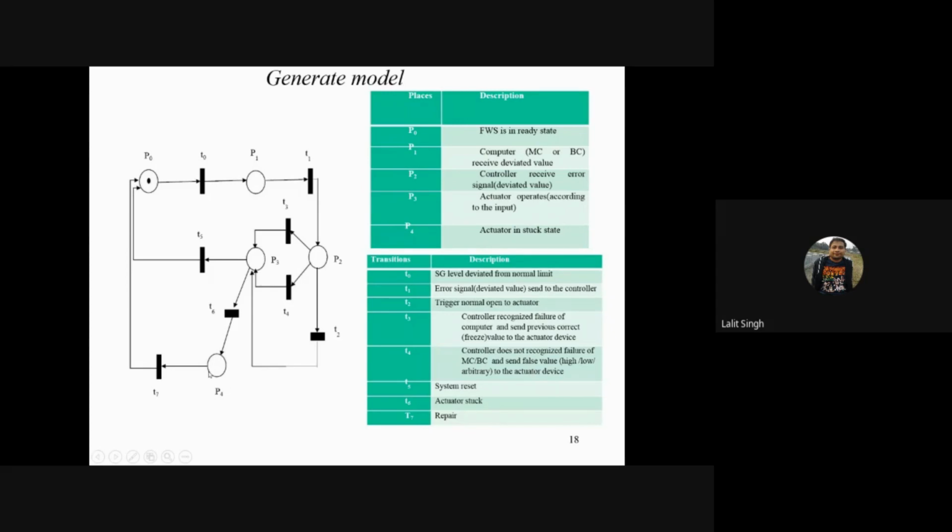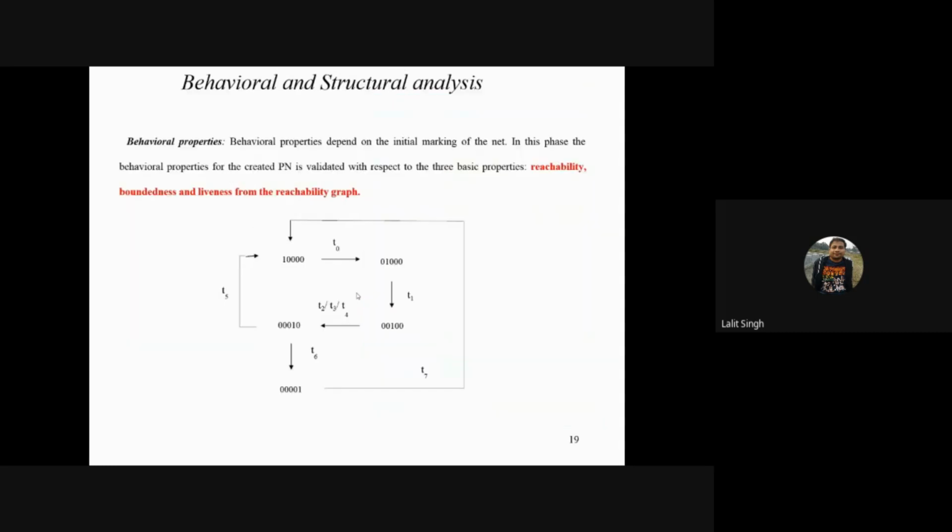Activity will be the actuator in a stuck state, and T7 will represent the repair of that state. So this is the entire model basically, and now I want to compute the security threats.